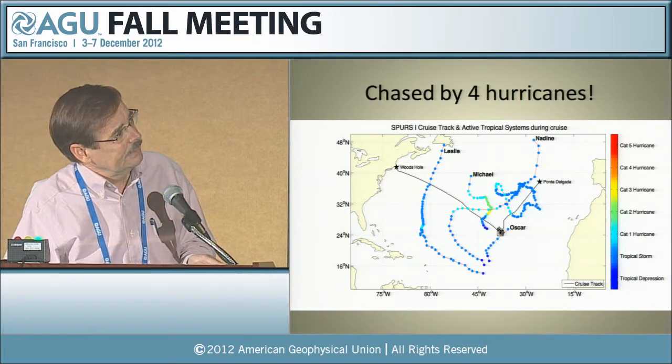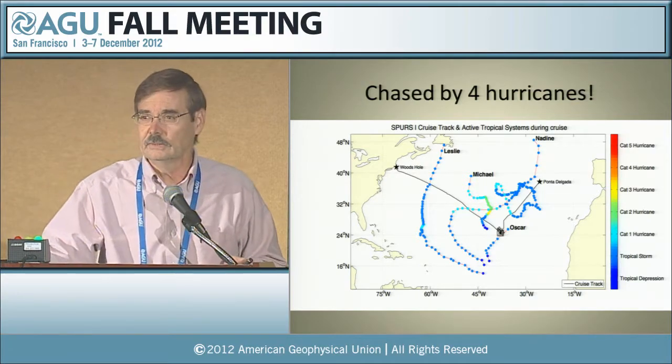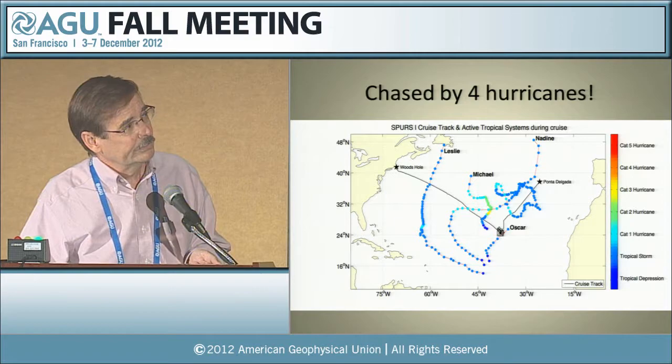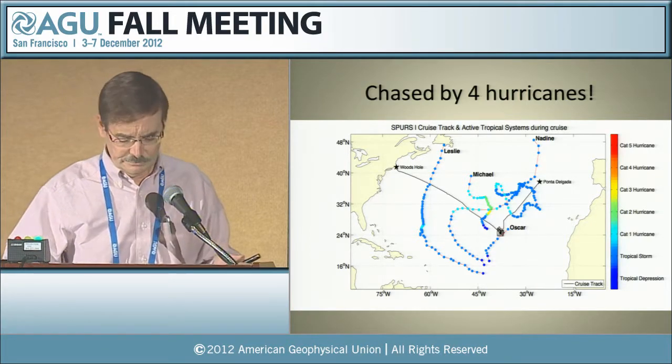Then Nadine sat north of us for much of the cruise. And it was rather interesting. The circulation of Nadine canceled out the normal trade winds, since we had pretty light winds for most of the cruise. And then at the end of the cruise, Oscar sort of chased us, came through right over us and chased us into the Azores.